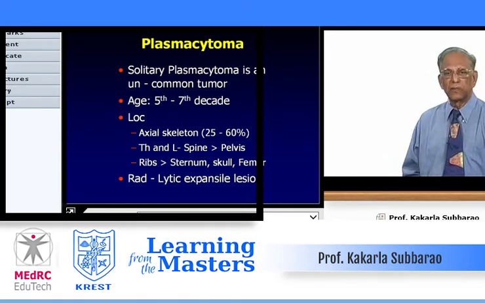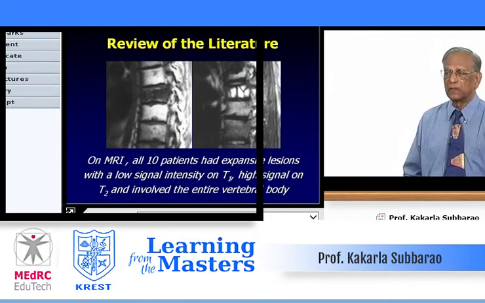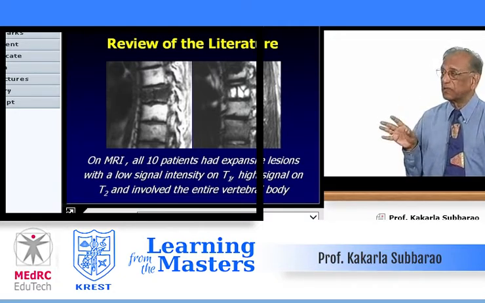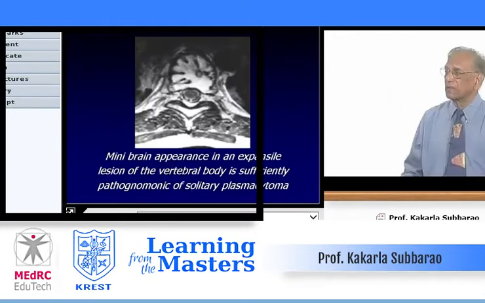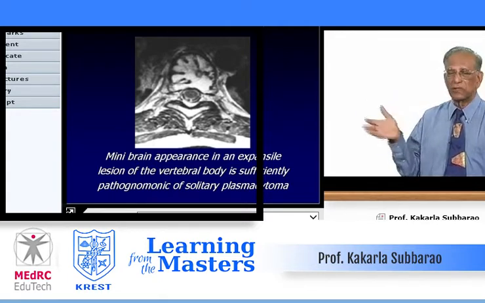Radiologically it is only a lytic expansile lesion and sometimes with a soft tissue swelling. Age is important in these cases. Review of the literature: MRI is significant, they say. On MRI, 10 patients have been studied. All had expansile lesions with low signal intensity on T1 and high signal intensity on T2 and involved the entire vertebral body. This is what they call the mini brain appearance. In an expansile lesion of the vertebral body it is sufficiently pathognomonic of solitary plasmacytoma. Look at this picture. Almost looks like a brain, a mini brain.